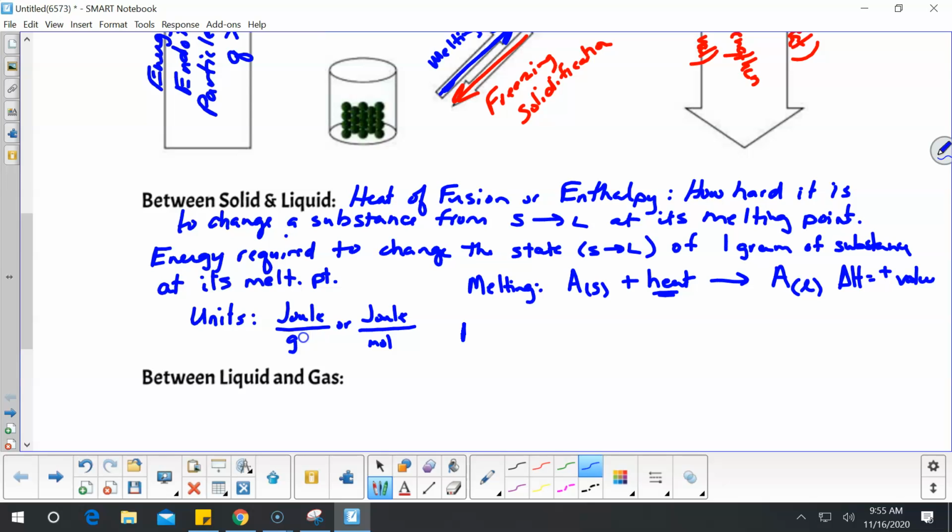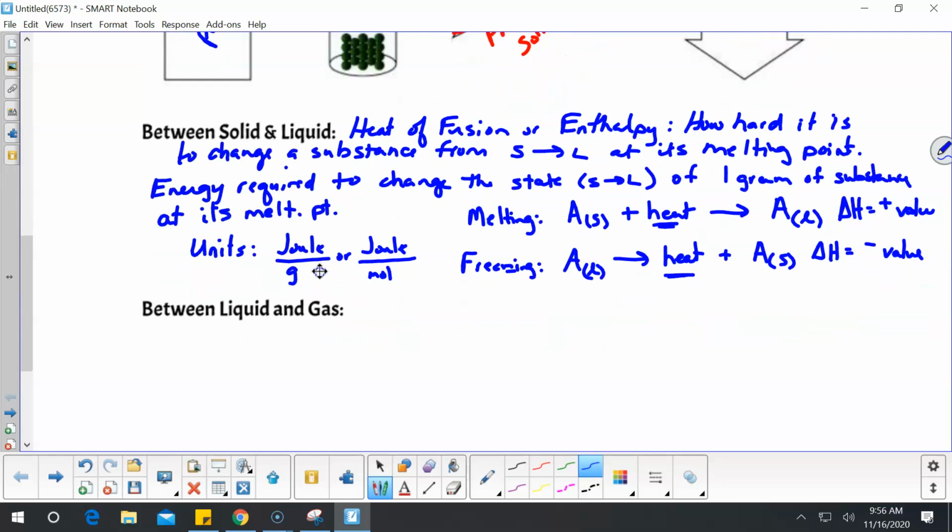If I was doing the reverse of that, if I was freezing something, I would start out with substance A and it is a liquid. I would have to remove heat from it, and then I'd get substance A, now that is a solid. On this one, since I'm releasing heat, my change in H would be a negative value. So you have to recognize if you're losing or gaining heat and then assign it appropriately.